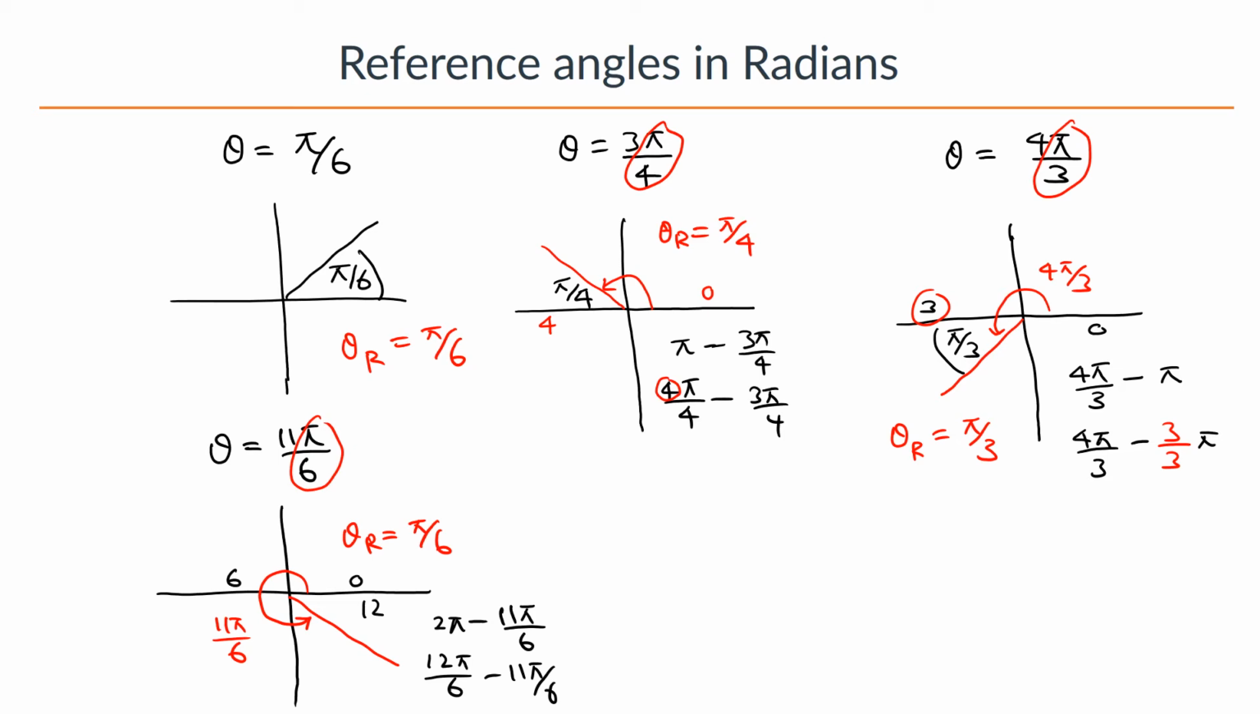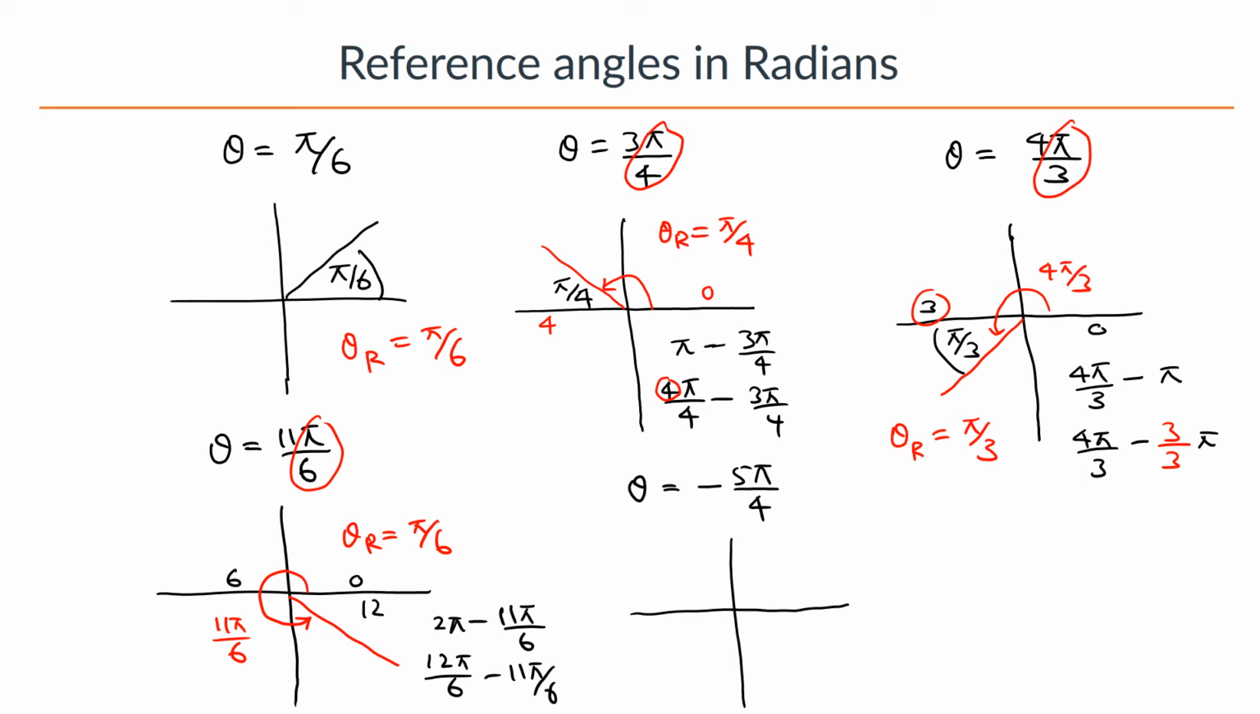Okay, so the next one, let's say we have a negative one. How about theta equals negative 5 pi over 4? So this is a negative angle. Since a negative angle goes in the clockwise direction, that's the first thing we notice.